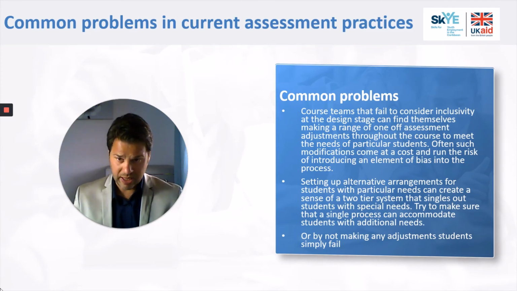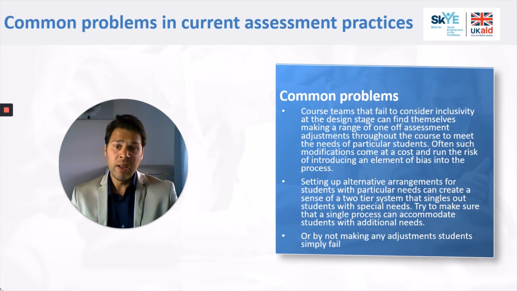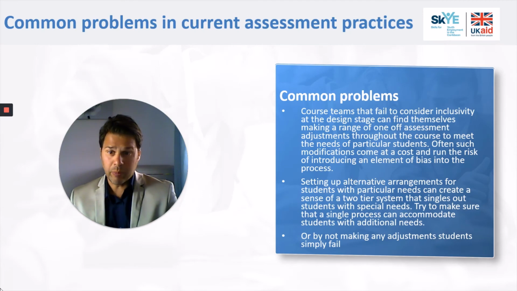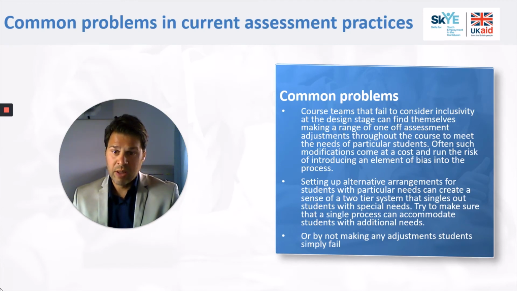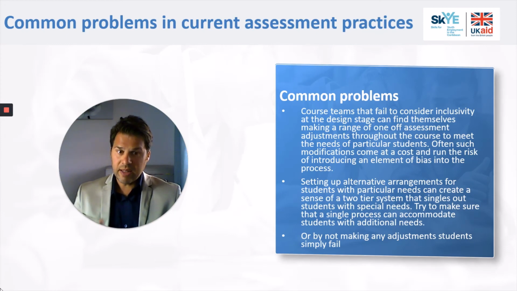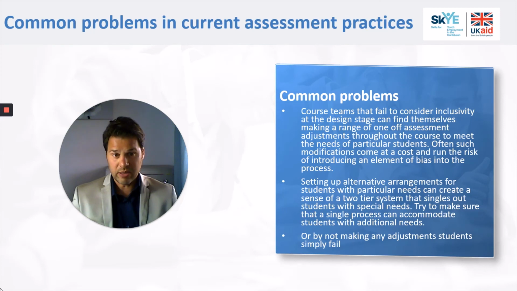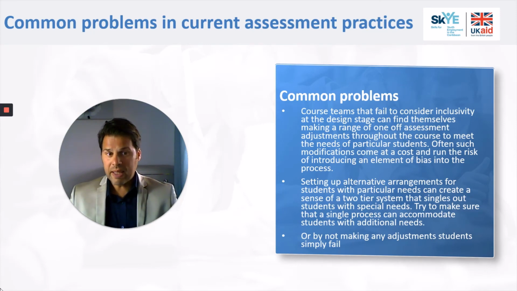Some students could say, I don't want to do this adjusted way of assessment. I want to do what everybody else has done. And the problem that you've got there then could be that those students might not pass, because they're not taking the type of assessment that will give them the opportunity to demonstrate their skills. So try to make sure that any single process that you come up with can accommodate students who've got those additional needs. By not making those adjustments, students can sometimes simply fail, because we're not allowing them the opportunity to demonstrate their skills.